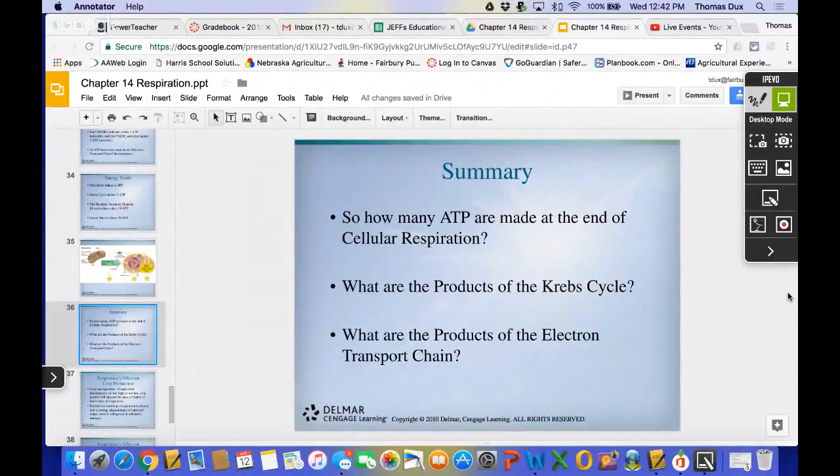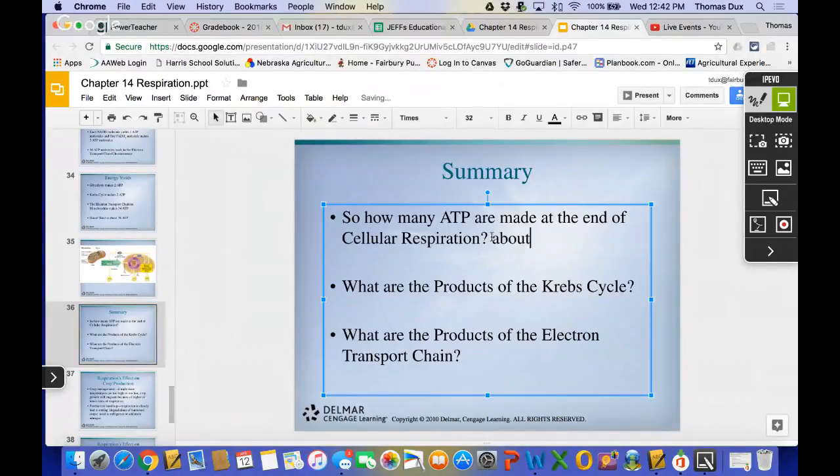Yeah, but in this, I do want you to write in here how many ATP are made at the end of cell respiration. What about 38 of them? What products are in the Krebs cycle? Somebody said NADH, FADH, which again are carrier molecules, and then also some ATP. And then what are the products of the electron transport chain? Just simply ATP. There is, I guess, H2O also made. Water is also made.